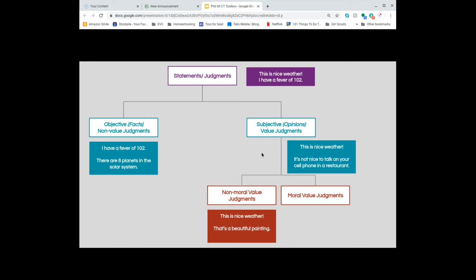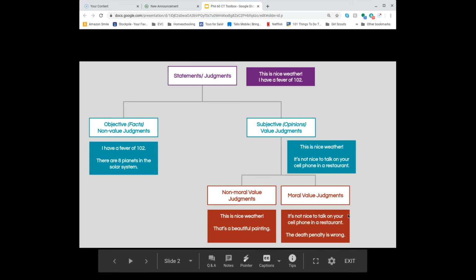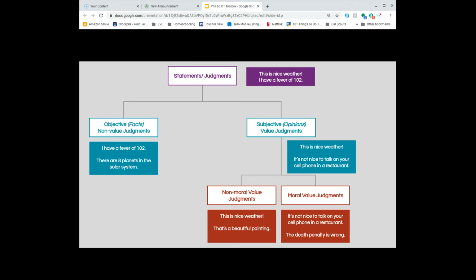There are other types of value judgments that are moral value judgments. And this has something to do with whether you're saying something is ethical, moral, or not. And when we talk about morals or ethics, I'm assuming a lot of you have a basic understanding of what that means. You're talking about right or wrong, whether you should or should not do something. So examples of moral value judgments are it's not nice to talk on your cell phone in a restaurant. So there you're saying that if somebody does that, they're doing something that's wrong, that's morally wrong, or something like the death penalty is wrong. These are moral value judgments.